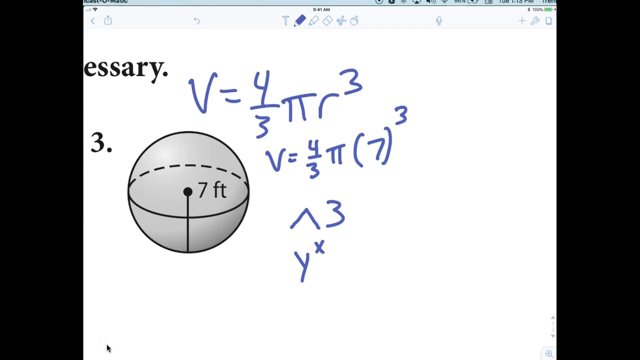Where's your calculator? Come on. I'm saying do these problems on your calculator. You're daydreaming with me. Come on, practice, please.